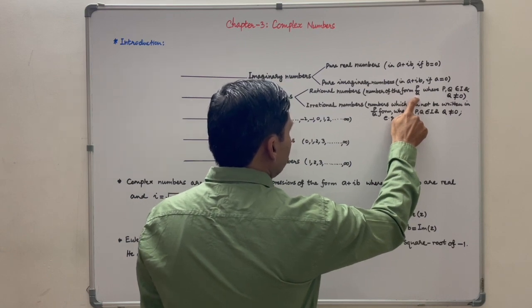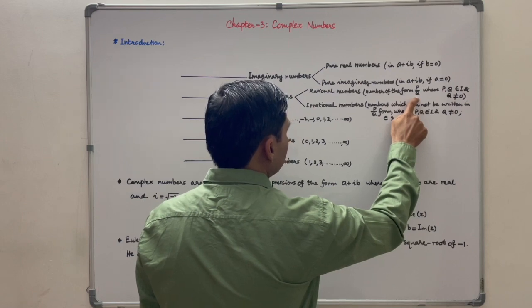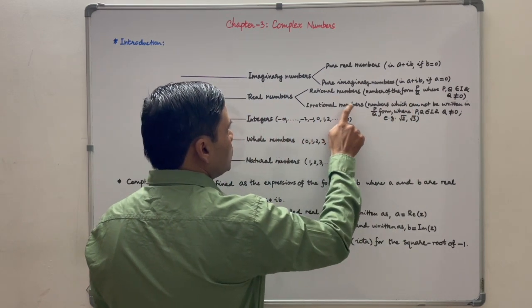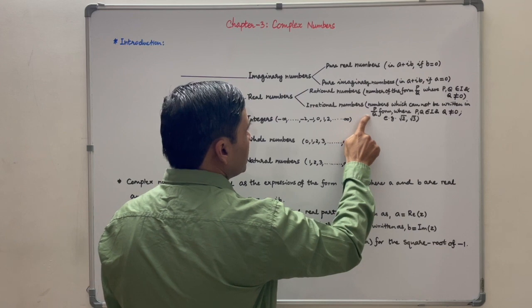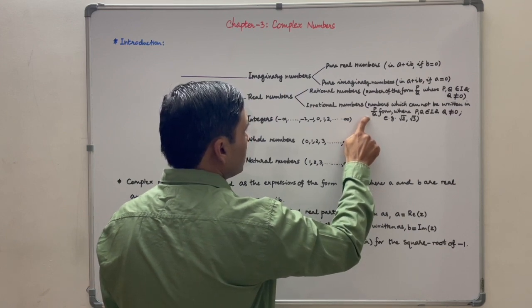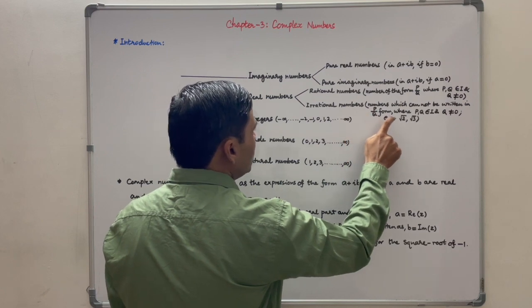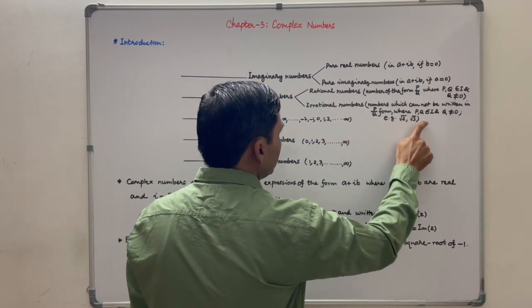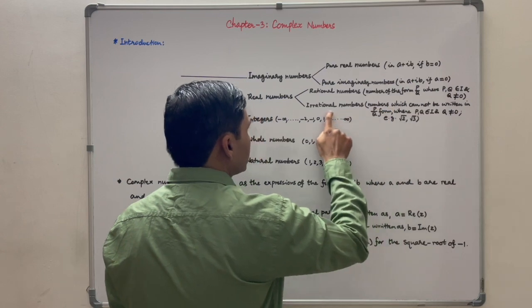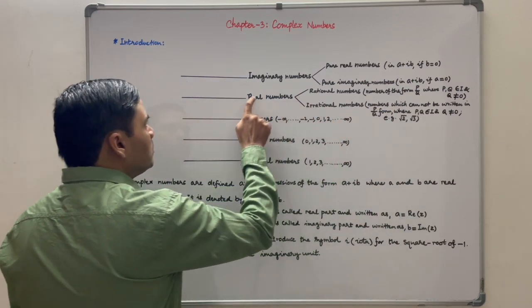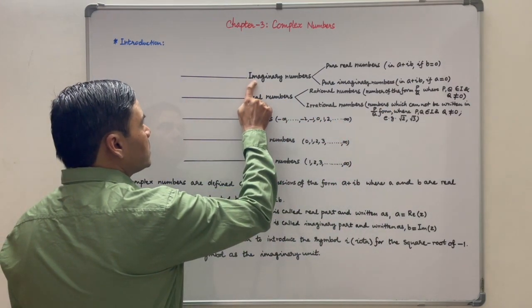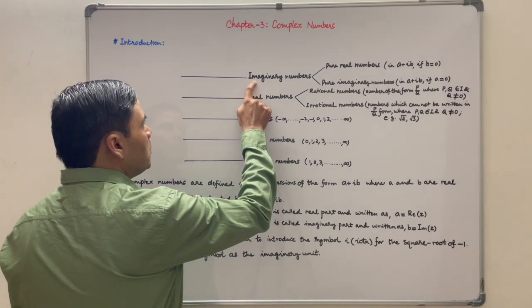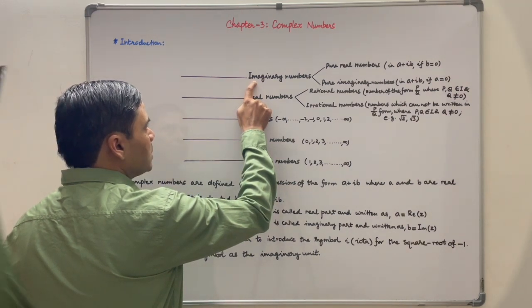For example, 1 by 2, 1 by minus 2, minus 1 by 2, they are called rational numbers. Irrational numbers are those numbers which cannot be written in the form p by q, where p and q are integers and q is not equal to 0. For example, root 2, root 3, root 5, root 7, they are irrational numbers. On top of the stack come imaginary numbers or complex numbers, which we will study in detail in this chapter.